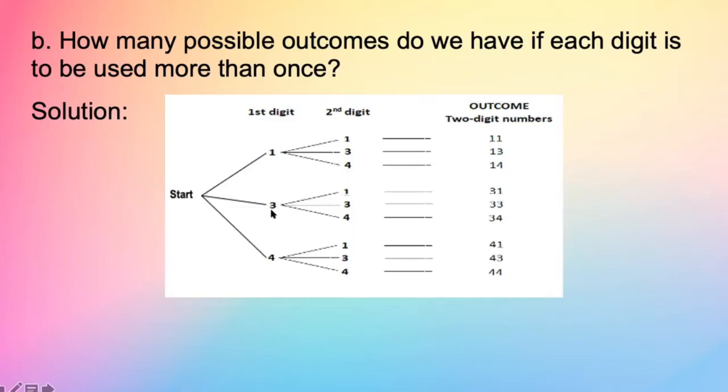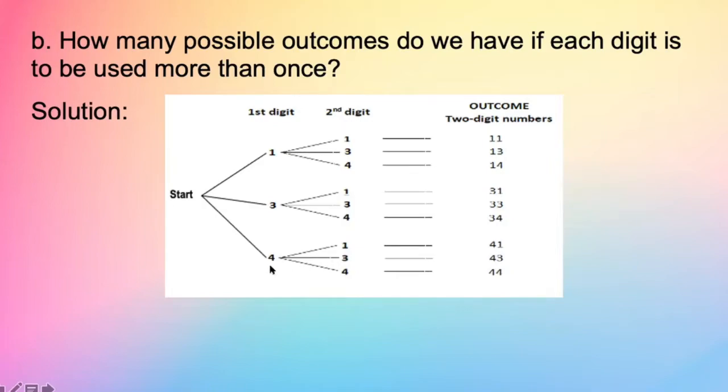If the first digit is 3 and the second digit is 3, then the two-digit number is 33. If the first digit is 3 and the second digit is 4, then the two-digit number is 34. If the first digit is 4 and the second digit is 1, then the two-digit number is 41.